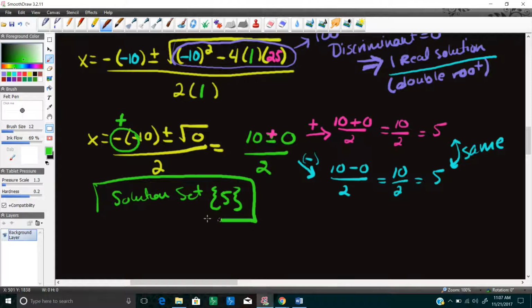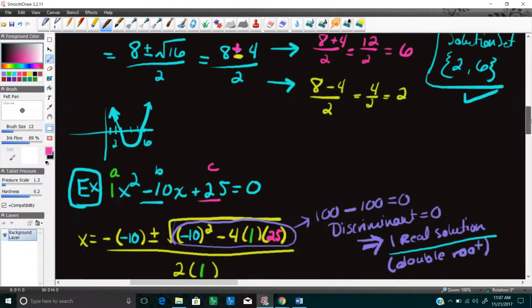And graphically, what this would look like is you would have, let's see, positive 5. So 1, 2, 3, 4, 5. You would have the vertex of the parabola right on the axis. So it only touches one time, and that's why it's called a double root, because both of the ends are on the same spot.